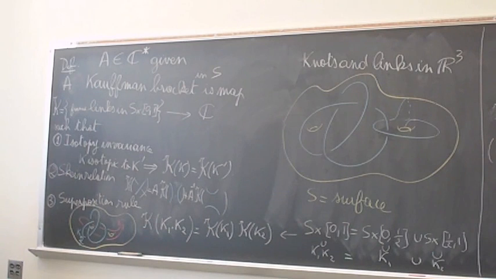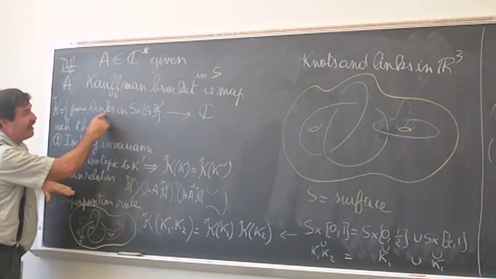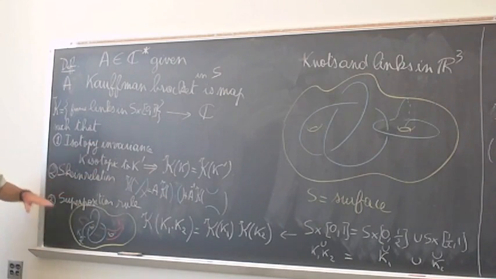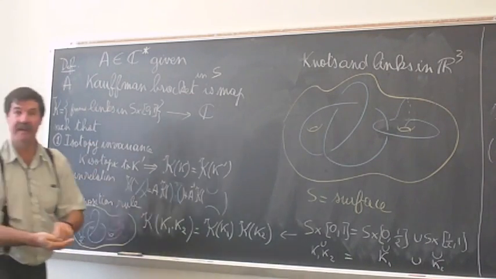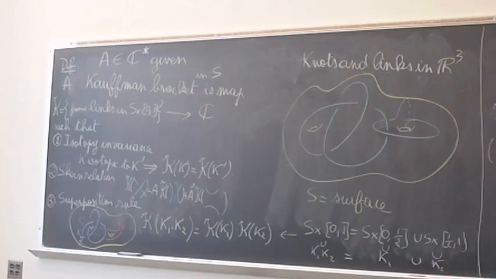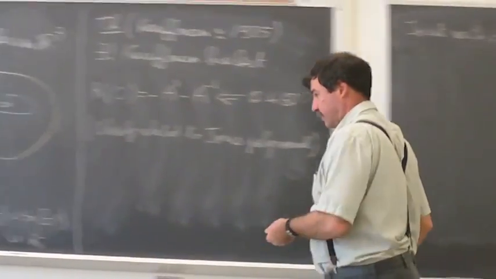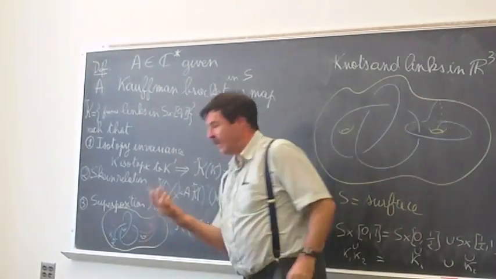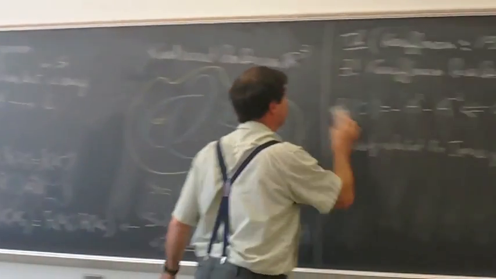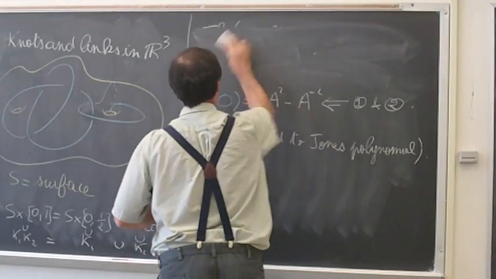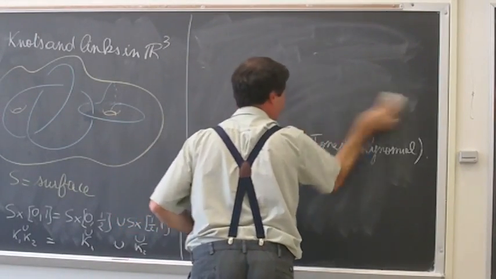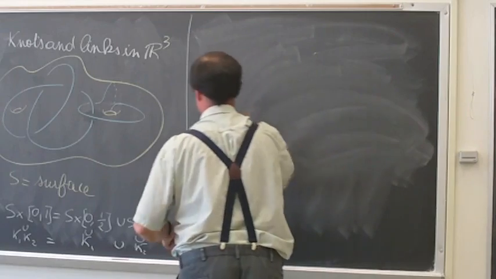It's really important, however, that we have this surface cross [0,1]. The first two conditions make sense for any framed links in any three-dimensional manifold, but here you need to be able to stack the three-manifolds. So that's really important, and that's why it's related to something which is two-dimensional more than three-dimensional.